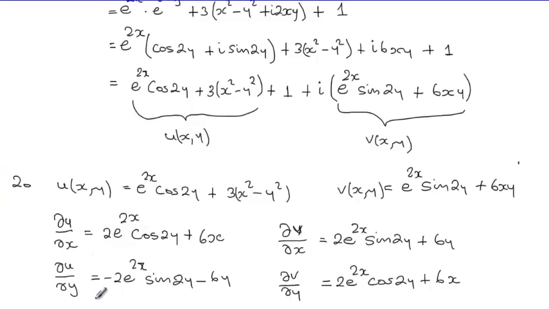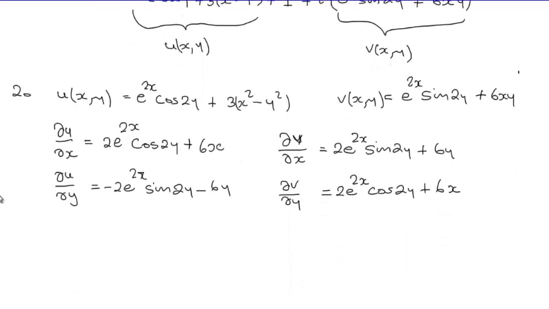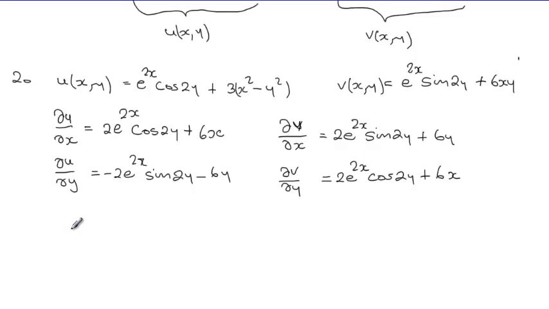Now our task is to compare the derivatives. So we write down here ∂u/∂x is equal to e^(2x) cos 2y + 6x, and you can see that this is exactly what ∂v/∂y is, so it's equal to ∂v/∂y.